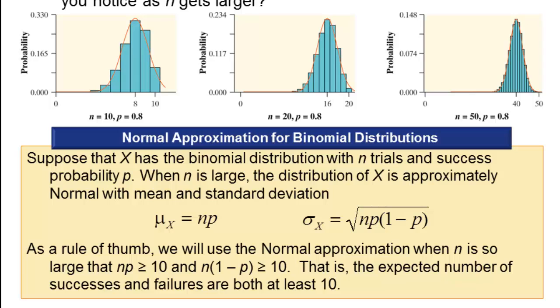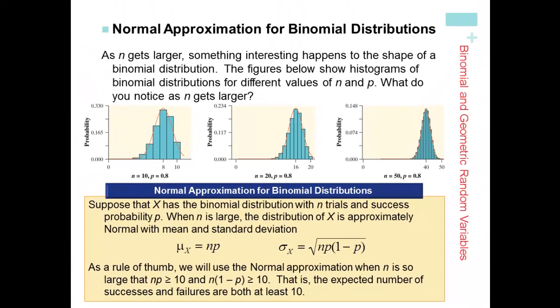As a rule of thumb, we will use the normal approximation when n is so large that n times p is greater than or equal to 10 and n times 1 minus p is greater than or equal to 10. That is, the expected number of successes and failures are both at least 10. This is the second rule of thumb formula that you need to have memorized.